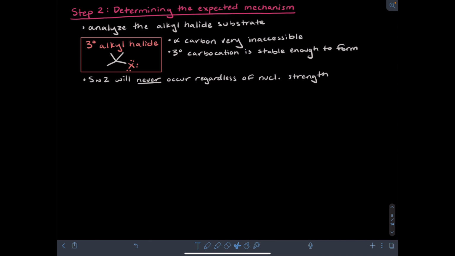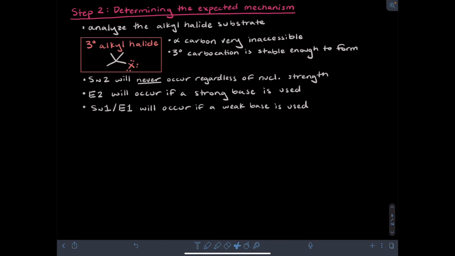Tertiary alkyl halides will never undergo SN2 reactions, regardless of the nucleophile strength. But E2 elimination reactions will occur if a strong base is used. If instead a weak base is used, the SN1 and E1 mechanisms will occur.